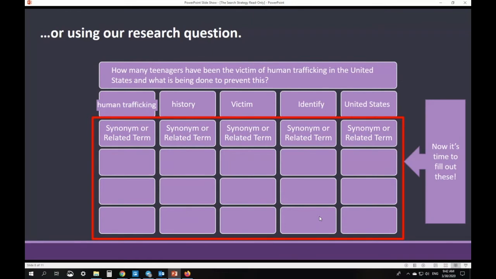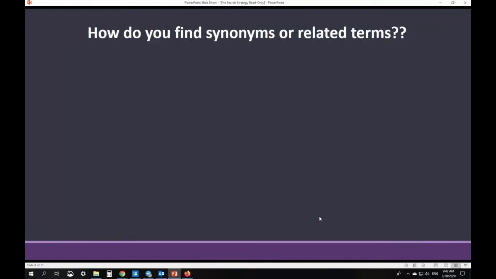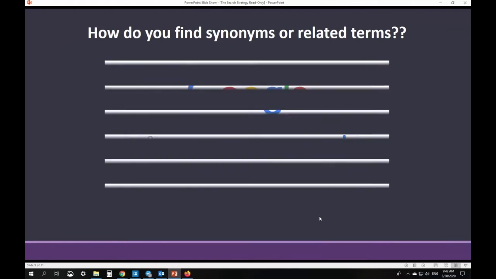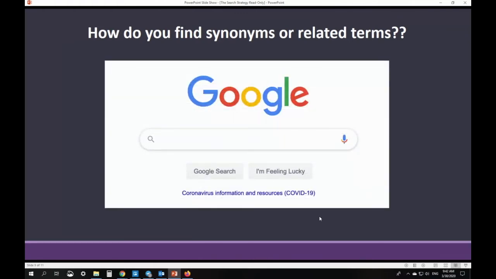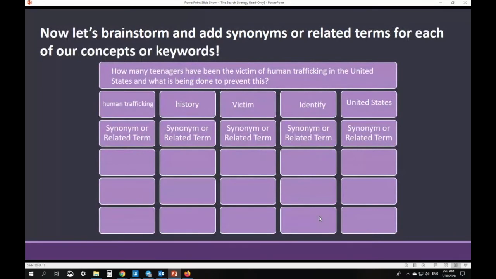Now it's time to fill out synonyms or related terms that are related to the concepts human trafficking, history, victim, identify, and United States. How do you find synonyms or related terms? Simple. You use Google. You can type in synonym for human trafficking or a synonym for victim, and Google will give you synonyms for whatever word you type in. And then we can use those to fill out our graphic organizer. So I'm going to add synonyms or related terms for each of our concepts.